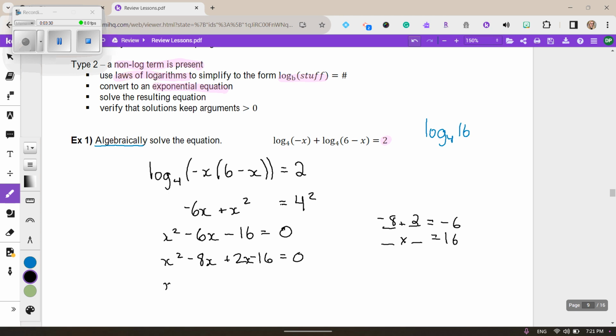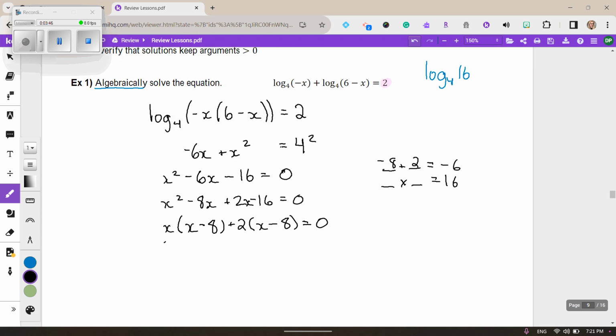And then I do factor by grouping. x factors out, I'm left with x minus 8. And then here we're going to factor out 2, and we're left behind with x minus 8. So I want those two binomials to match up because then I can factor them out. Again, it's like double factoring. x minus 8 and then left behind with x plus 2 equals 0. So now we can set both of those equal to 0. I get x minus 8 equals 0 and x plus 2 equals 0.